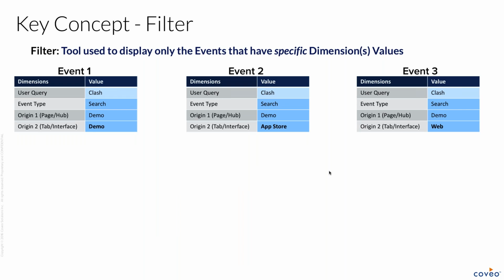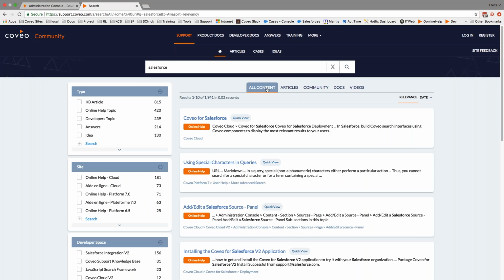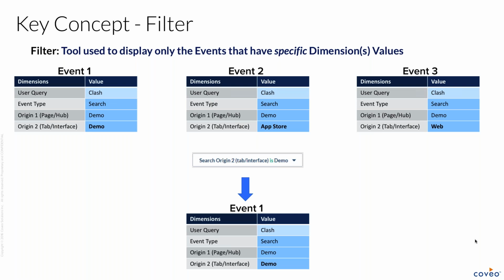So the idea behind filter is, of course, to restrict the number of events, or only to see events that match specific criteria. Once again, let's say we create a filter on search origin, so the tab. These are tabs, right? They allow you to organize your content. So if I'm asking to see only events for which the tab was demo, can you guess which one of these events will be displayed in my reports?